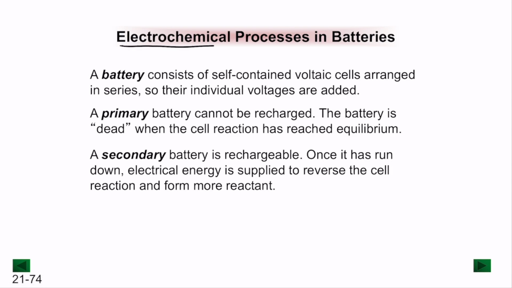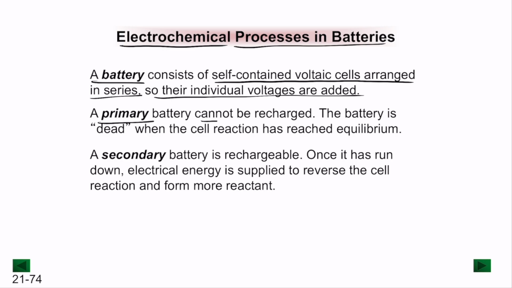Next, let's talk about electrochemical processes in batteries. A battery generally consists of self-contained voltaic cells arranged in a series, so their individual voltages are added. A primary battery is something that cannot be recharged. Once it reaches equilibrium, it's a dead battery. Whenever you see the term dead battery, it basically means that it's a primary battery, and therefore the cell reaction has reached equilibrium, so it does not undergo any further use.